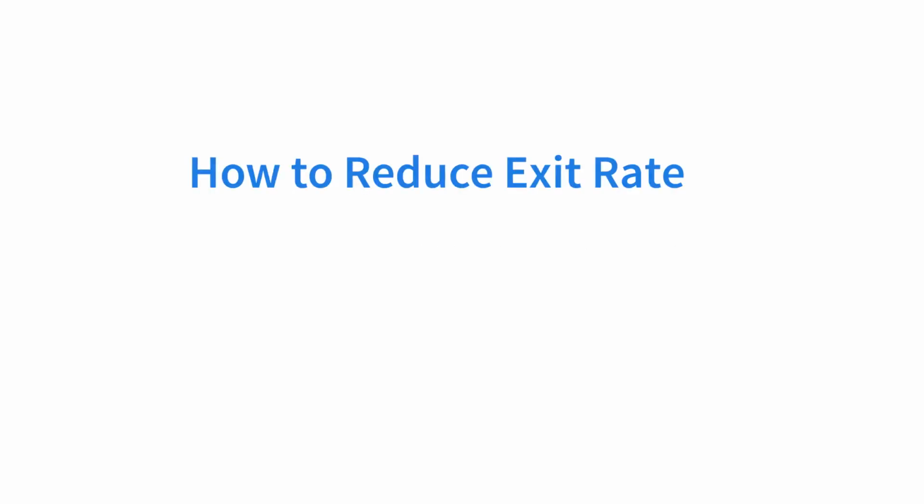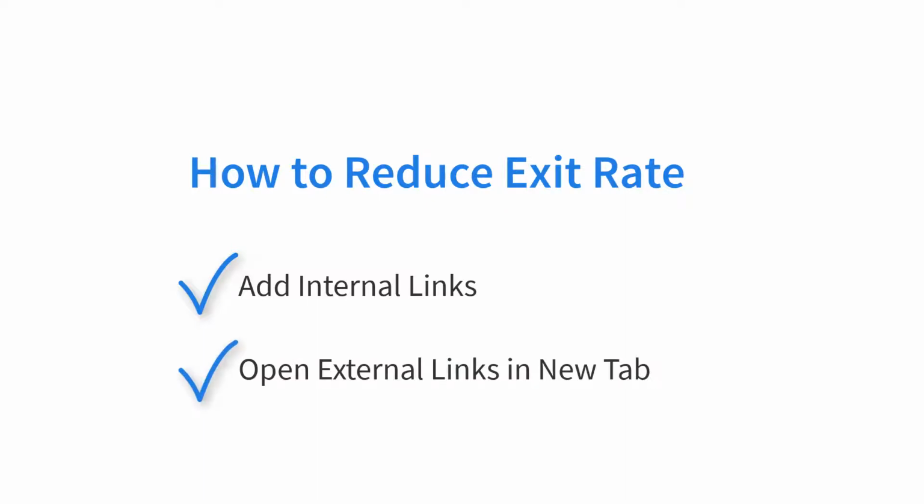Okay, so first let's talk about how you can reduce your exit rate. So one tactic you can use is to add internal links. Add some text links in your articles that link to other pages on your website. This encourages readers to stay on the site by viewing more relevant articles. And the other thing you can do is have your external links open up in a new tab. So don't confuse your users by sending them to a different website.